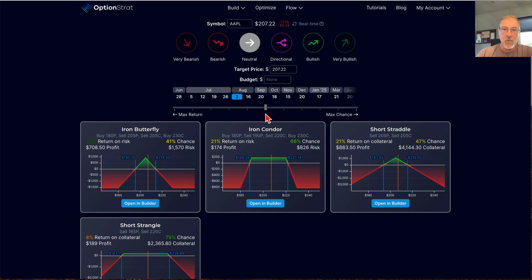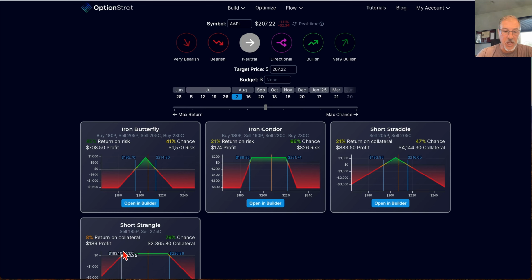I also want you to notice that on each one of these trades, this tells me exactly what my potential profit is on the trade and what the potential risk in the trade is. These first two are defined risk trades. This one is an undefined risk trade, which means it's going to take a lot more collateral or a lot more buying power, if you will, to make this short straddle trade or this short strangle trade.